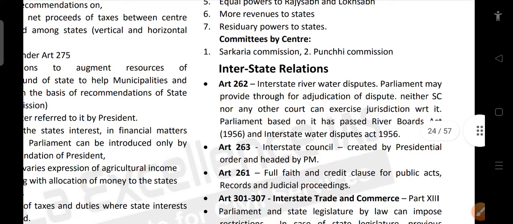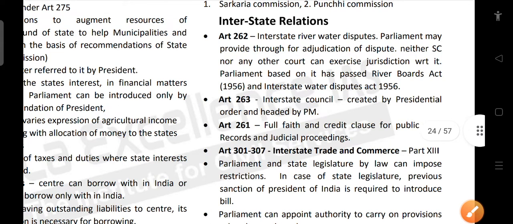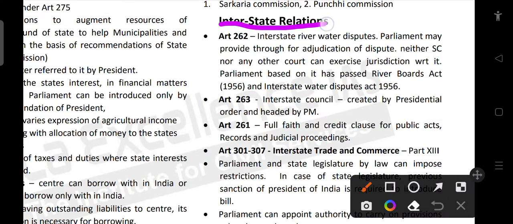Now, what are the committees formed by the Center? The Center itself formed the Sarkaria and Punchhi Commissions. Now we'll talk about the interstate relations.